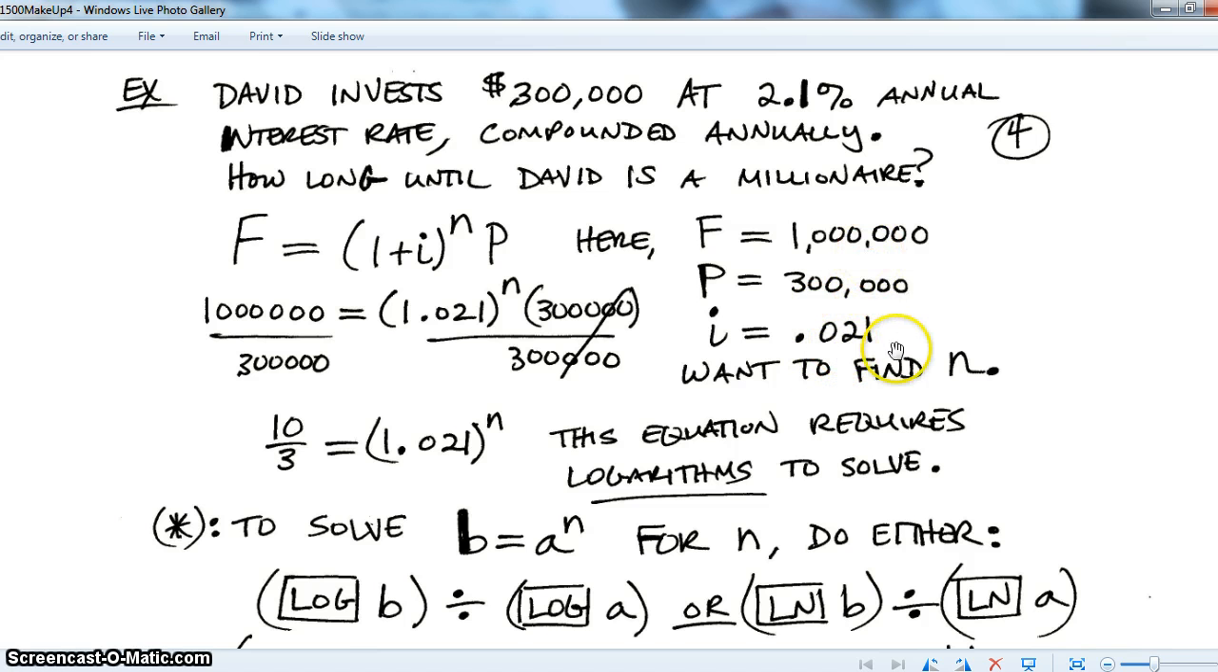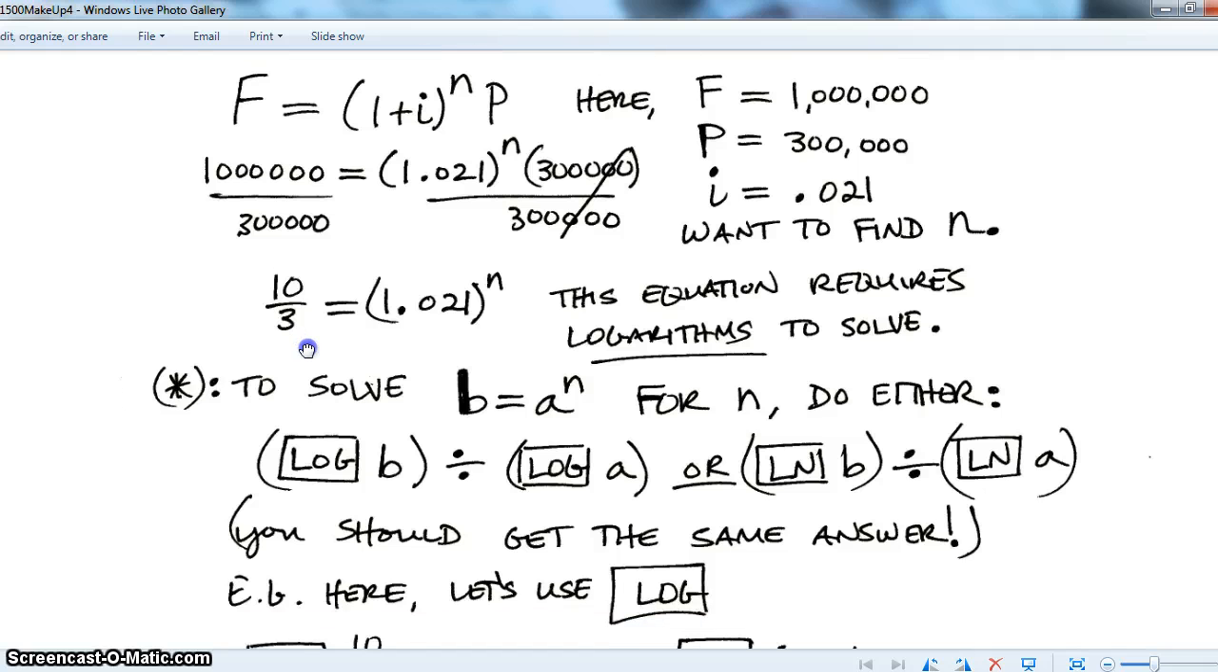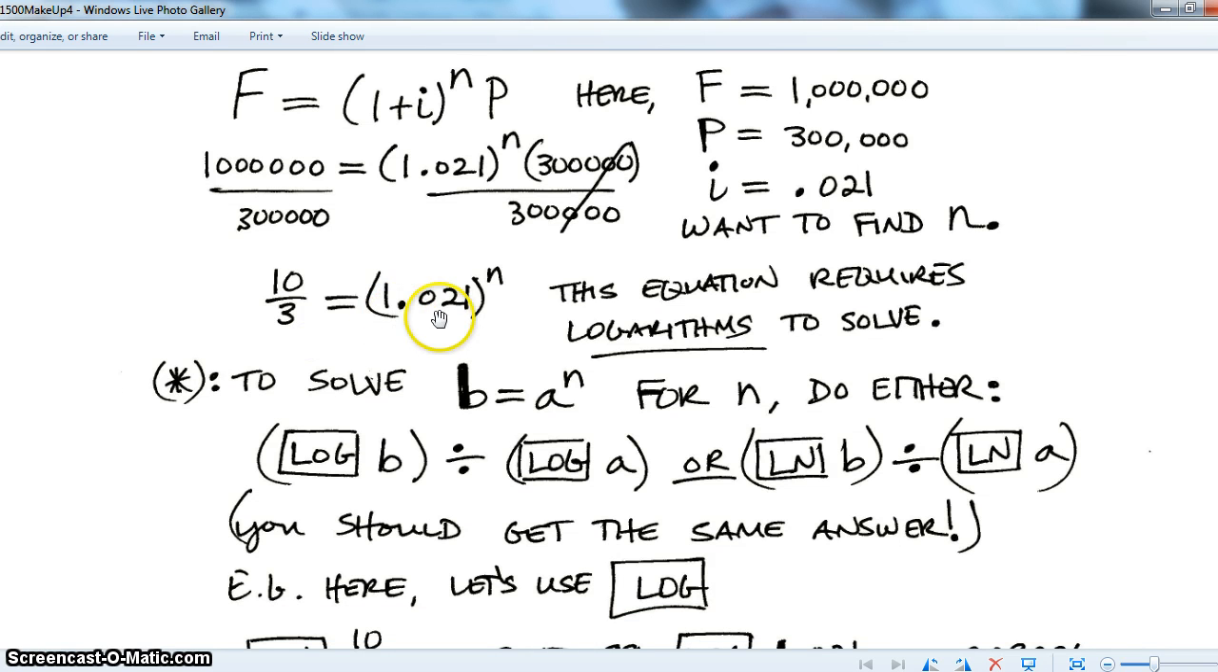So again, we have three of the variables. We want to find the fourth. Go back to this formula, which should be emblazoned in your brain by now: F equals (1 plus i) to the n times P. 1 million is 1.021 to the n times 300,000. Divide by 300,000, and we get 10/3 is 1.021 raised to the n.